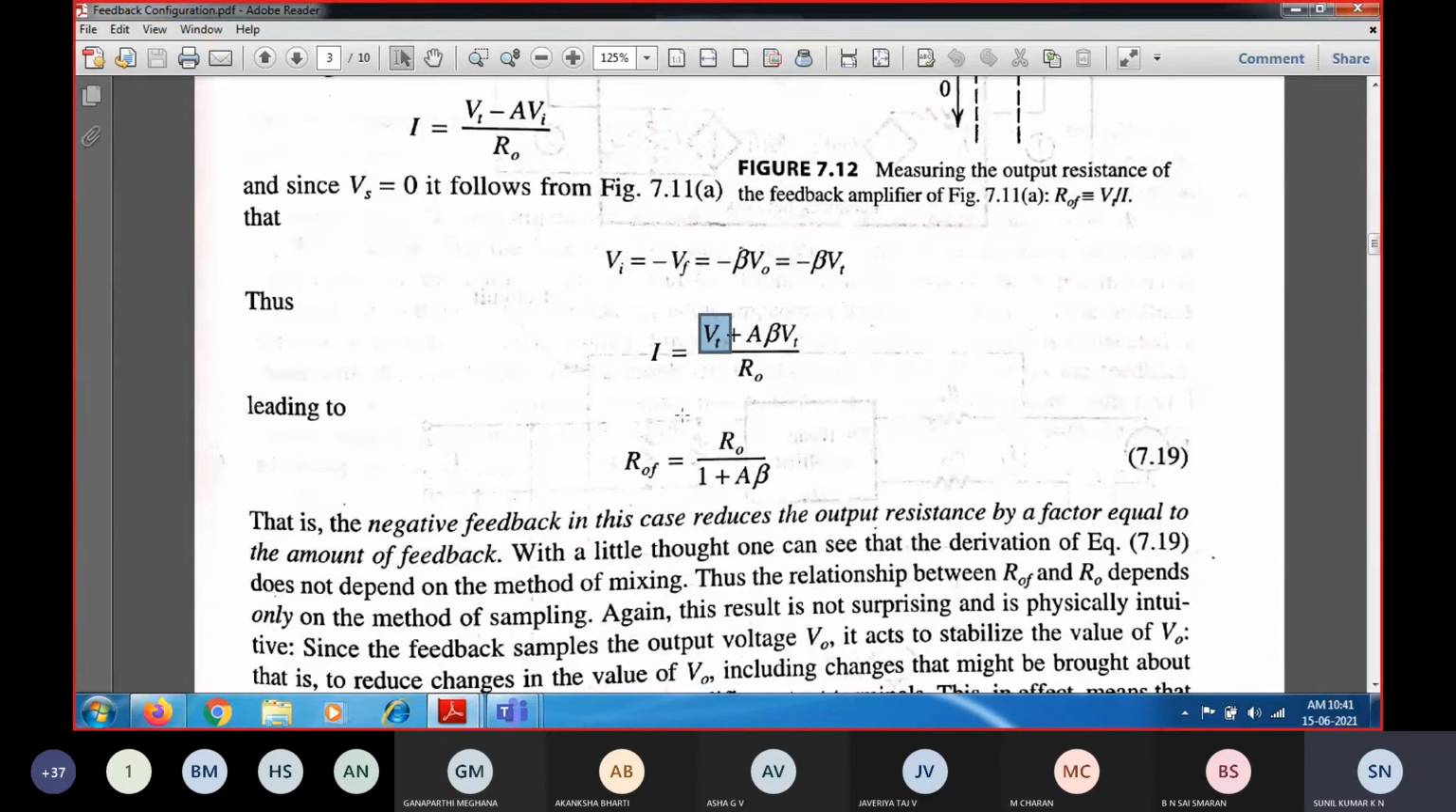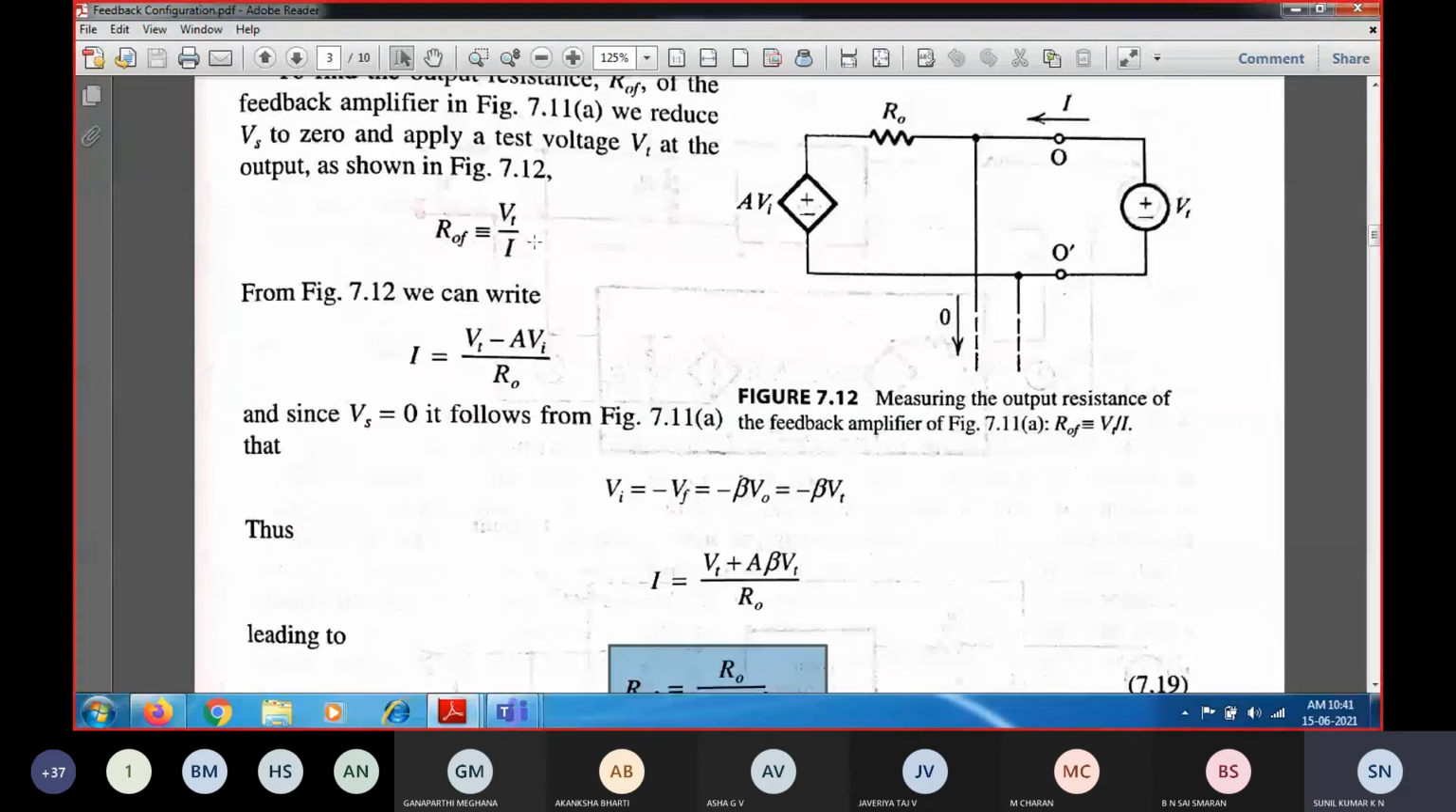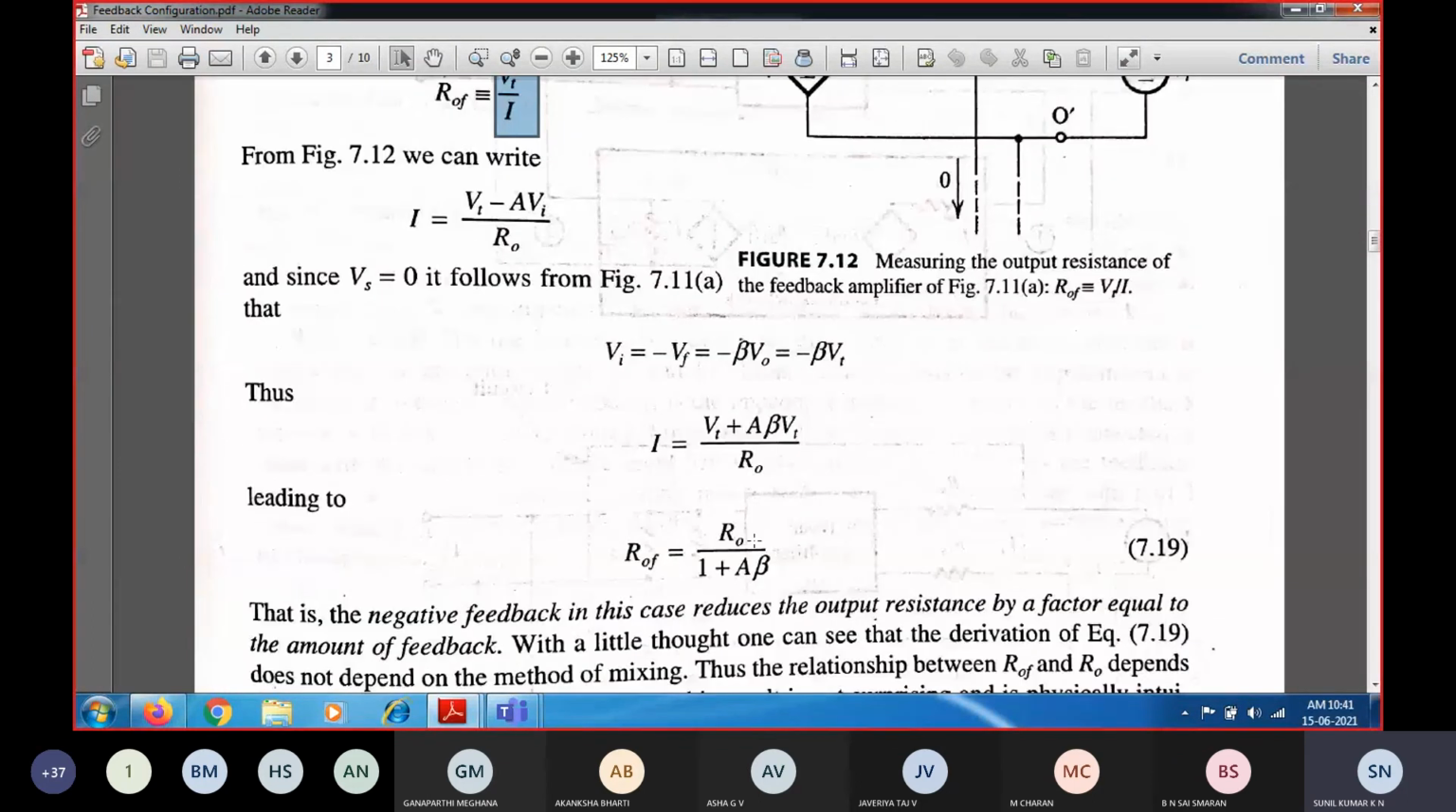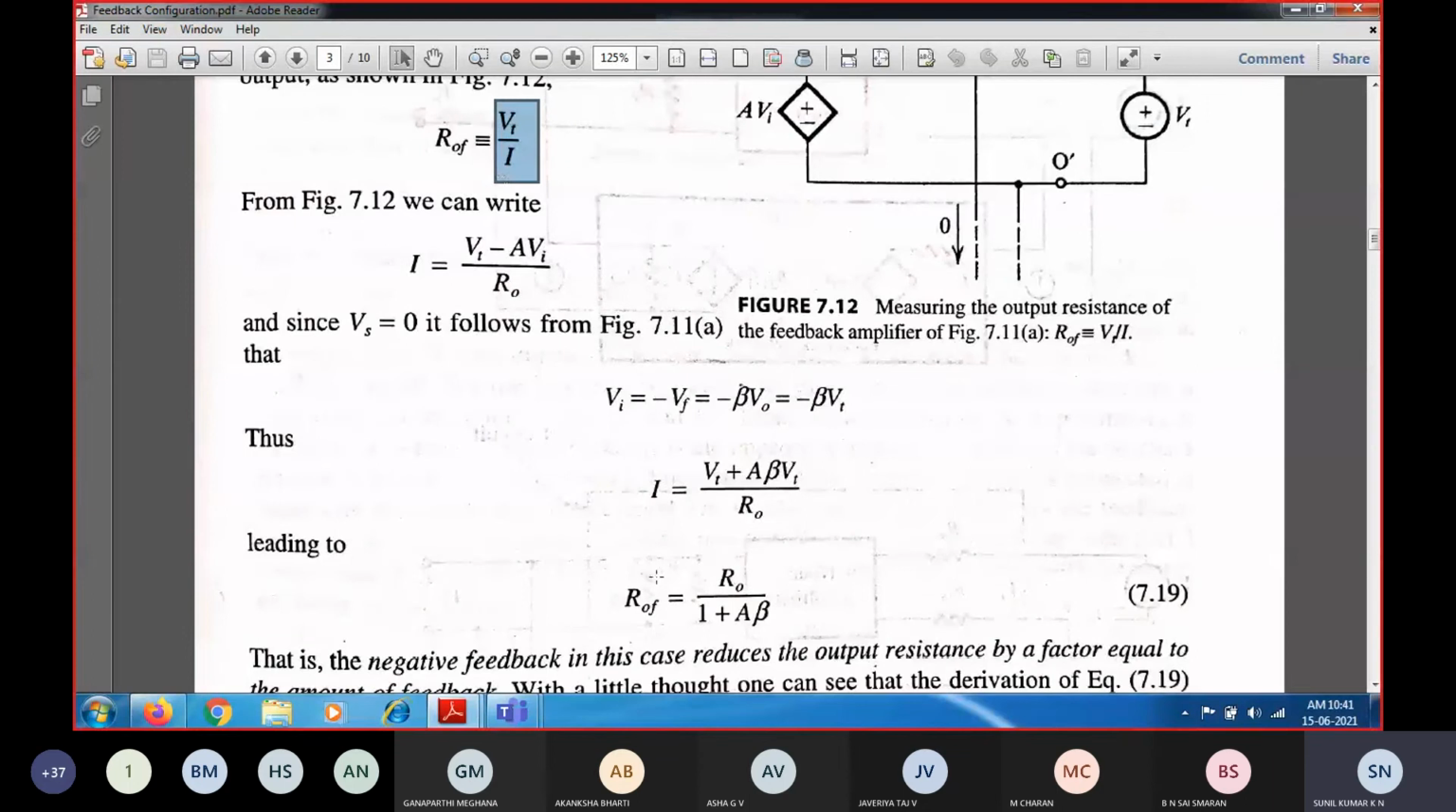So R naught F is equal to what? Come back to this expression: Vt by I. Vt as it is, and I is given by this expression, which I substitute in the denominator. So Vt will be common, with 1 plus A beta, and R naught goes to the numerator. So the resulting output resistance with feedback will be R naught F, which will be equal to R naught divided by 1 plus A beta. Is it clear?